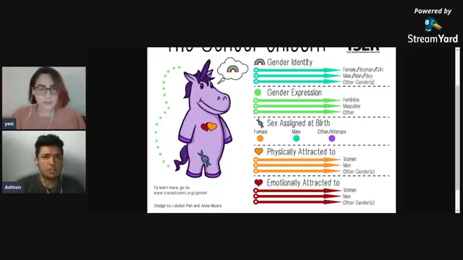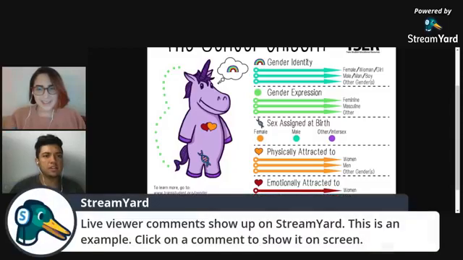So the gender unicorn helps to break down gender as well as sexual orientation, as well as sex. What you see up at the top, we're talking about gender identity and gender expression. There's a difference between the two. A lot of people don't really recognize or understand that, so this helps break that down a little bit, which is really nice. When we're talking about gender identity, we're talking about what's on the inside, the thoughts or the feelings that we have about our gender, versus what's physically outside.